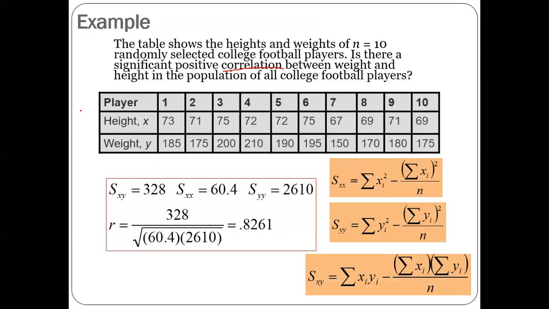Now how are we going to get this R value, that is 0.8261? You can refer to the R or the correlation coefficient formula. But first of all, you must get the value of SXX, and then SXY, and then SYY.